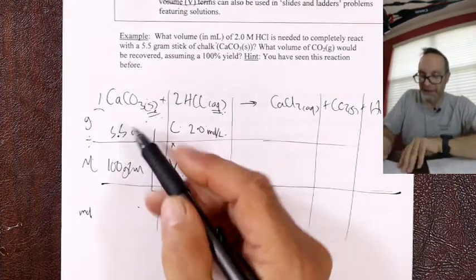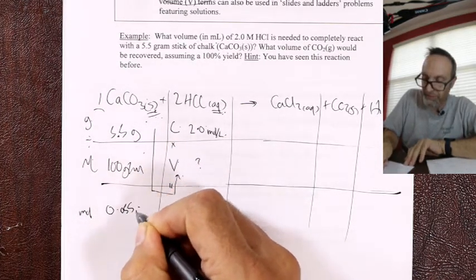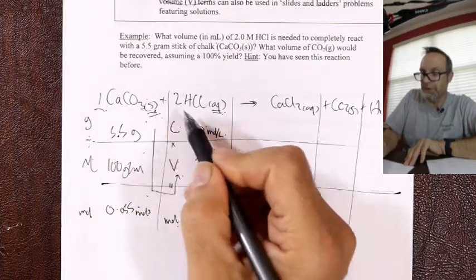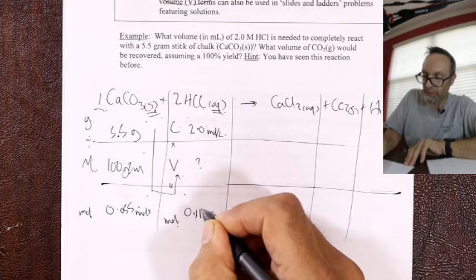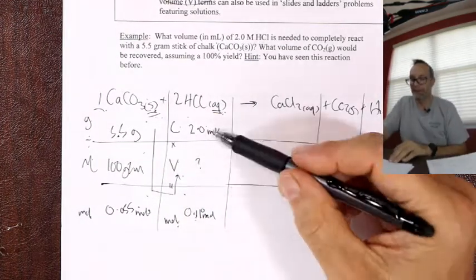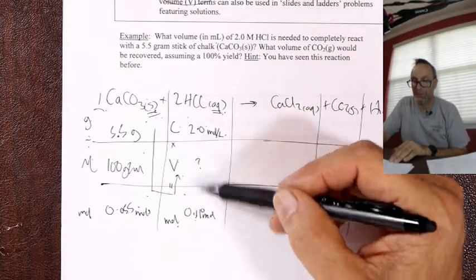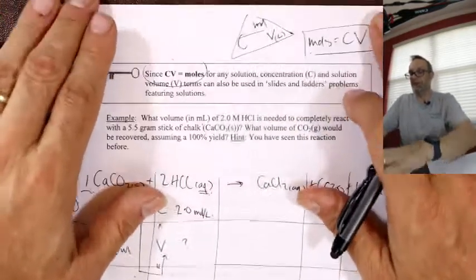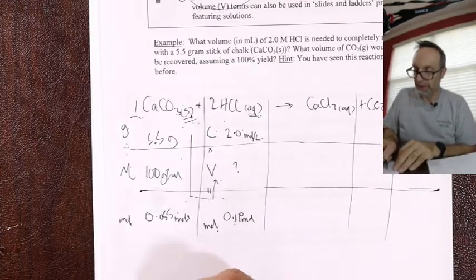Okay, so divide to go down. 5.5 grams is 0.055 moles. So that means double that from here to here. 1 needs 2, so 0.11 moles, 0.110 moles. Now, I'm not going up to the top here, so it's no kind of simple multiplying or dividing, go up or down. I've got to rearrange my triangle. Triangle volume is moles over concentration, so volume equals moles over concentration.